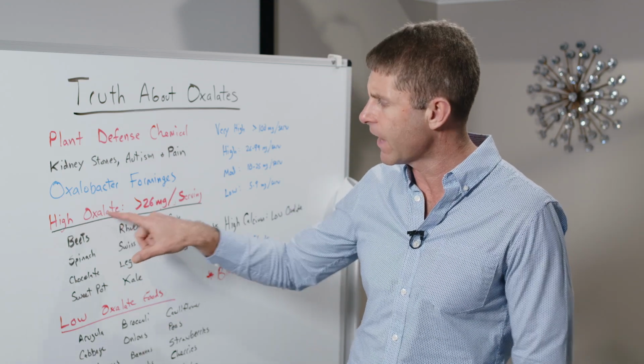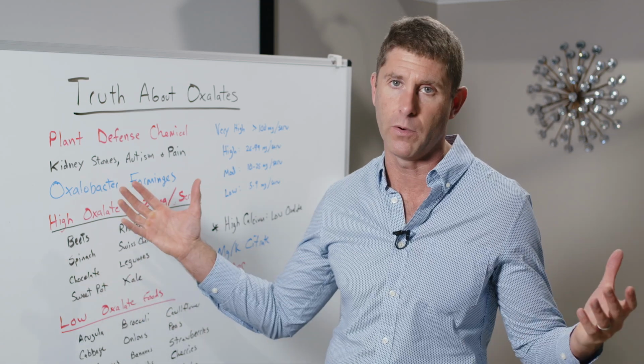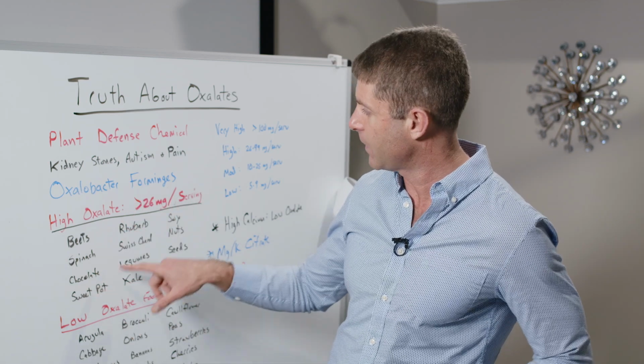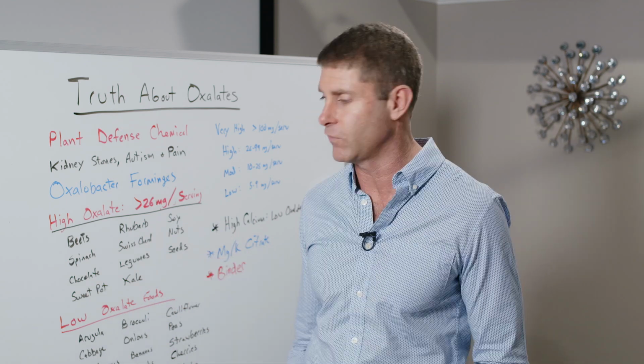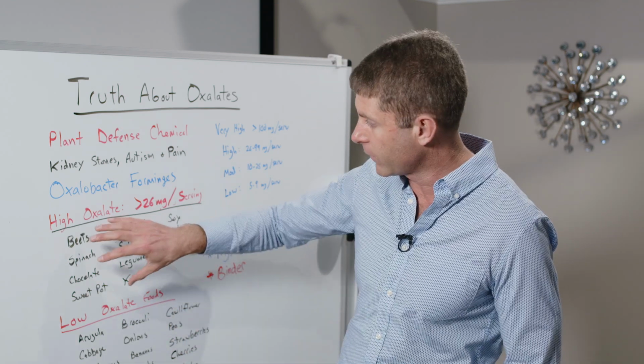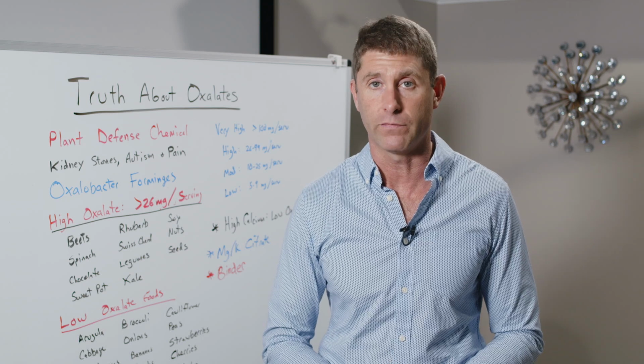So the high oxalate foods: beets, spinach, chocolate, I know, what a bummer, right? Chocolate, sweet potatoes, rhubarb, Swiss chard, legumes, kale, soy, nuts, and seeds. So these types of foods, for example, if somebody's on a plant-based diet, I mean, these are all nutrient-dense foods, a lot of nutrients in them. But if they're not metabolizing the oxalates, oxalates themselves will actually bind to magnesium, bind to calcium, and we won't be able to absorb a lot of those nutrients as effectively.